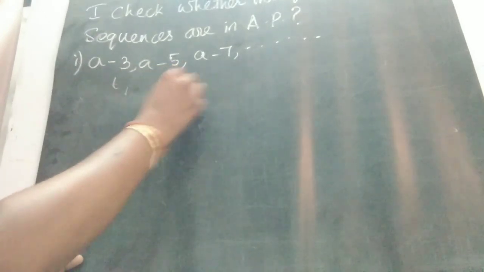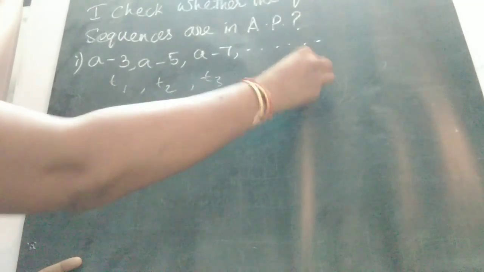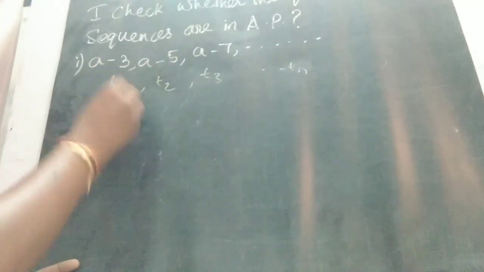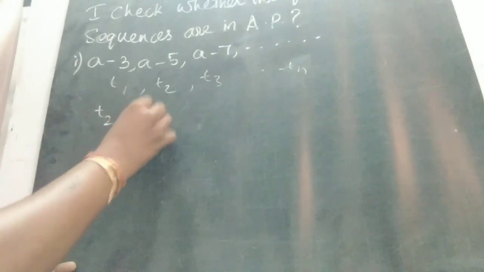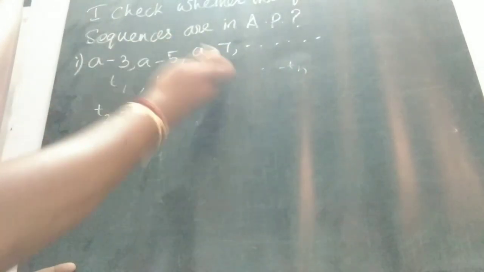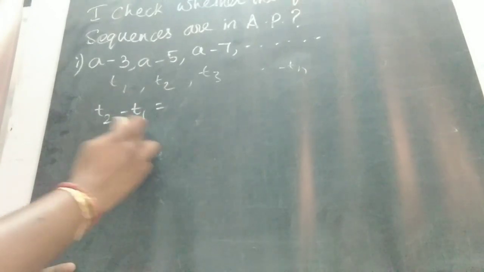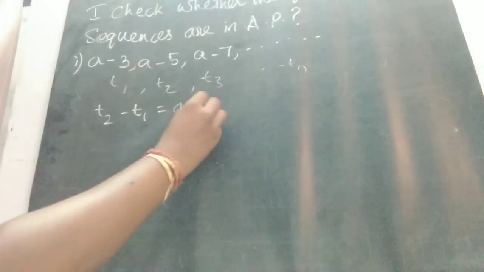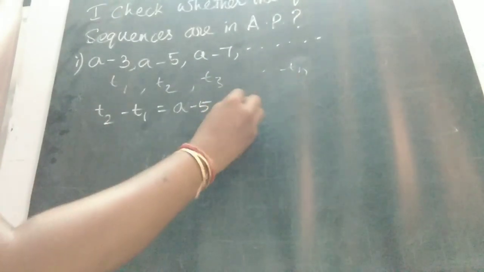T1, T2, T3, term 1, term 2, term 3, like that it goes on, right? The last term will be Tn. Now the difference of these two terms, T2 minus T1. If the differences are the same, we can say that the sequence is in AP. Now T2 minus T1. What is T2 here? A minus 5. What is T1 here?